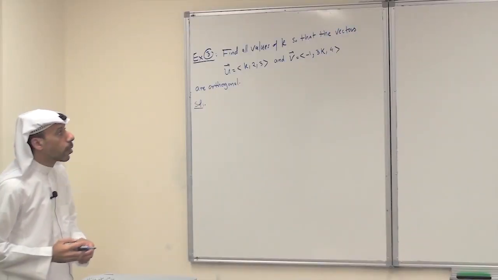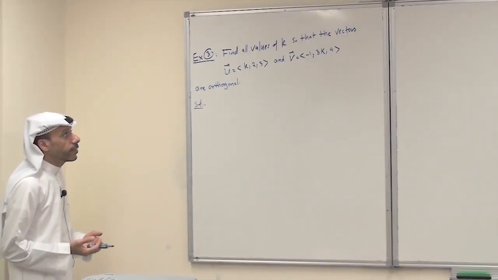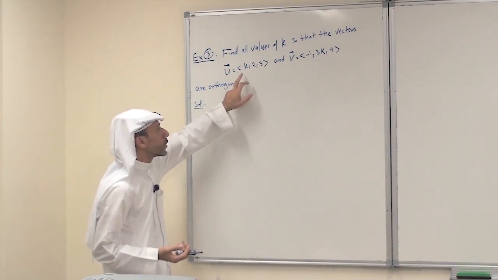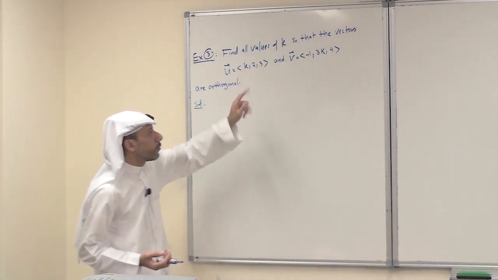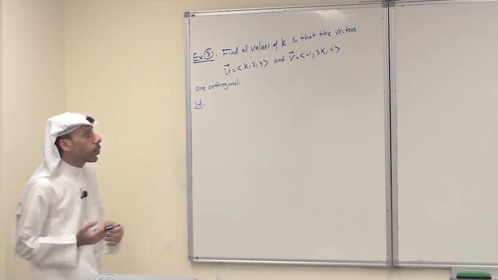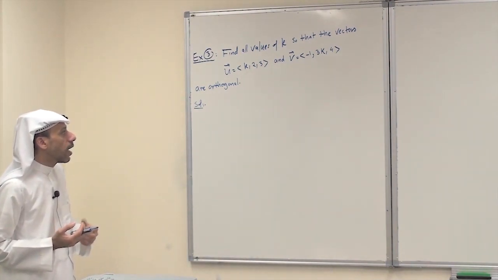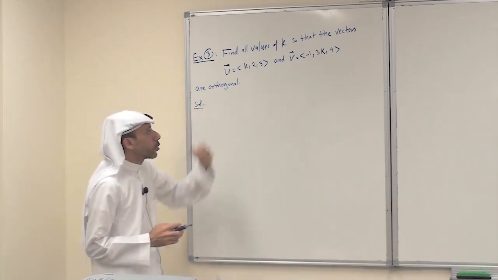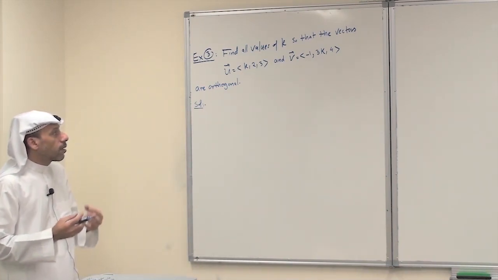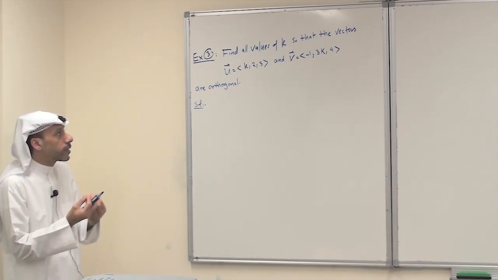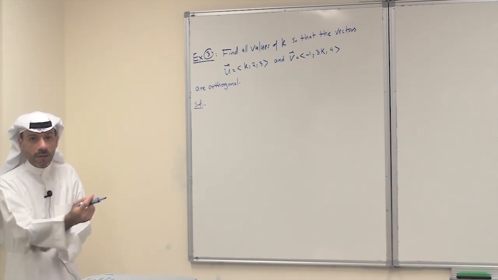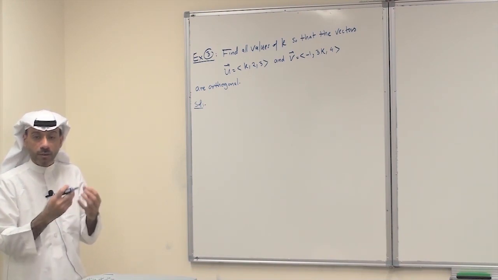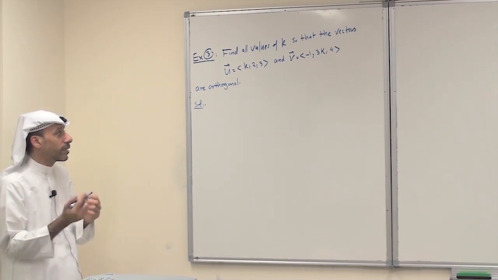We consider this problem here. Find all values of k so that the vector u with components k, 2, 3 and the vector v with components minus 1, 3k, 4 are orthogonal. So we need to find k so that the two vectors are orthogonal. Well, how to decide whether two vectors are orthogonal? It depends on the dot product. Two vectors are orthogonal if and only if their dot product is 0.